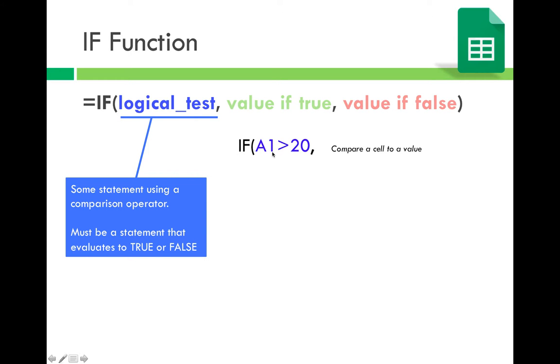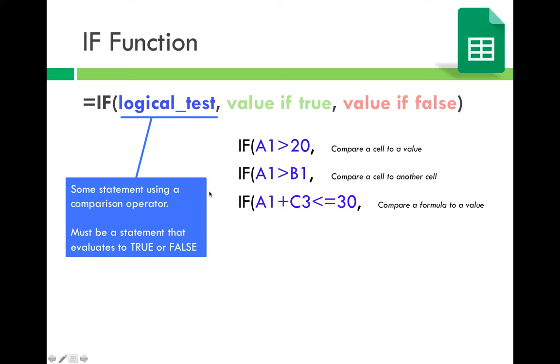So if some cell is greater than a value, okay, we could do this. If A1 is greater than B1, we could compare one cell to another cell. As long as you're using a comparison operator, and you have something on both sides of the comparison operator, it's probably going to be okay. So what if we compare the value in this cell to the value of that cell? If the value of A1 is greater than B1, that would be true. If it's not, it would be false.